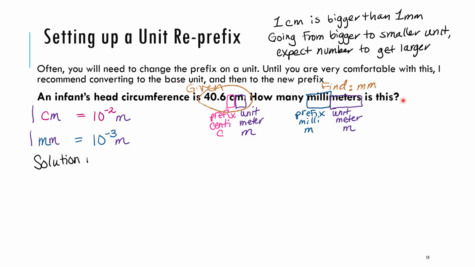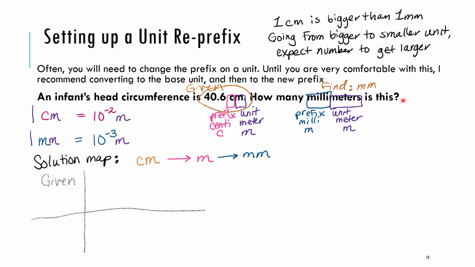By using dimensional analysis, we let the units guide our setup, so we do not have to memorize equations or try to remember if we multiply or divide. We will follow the map cm to m to mm. We convert centimeters to meters, and then meters to millimeters.